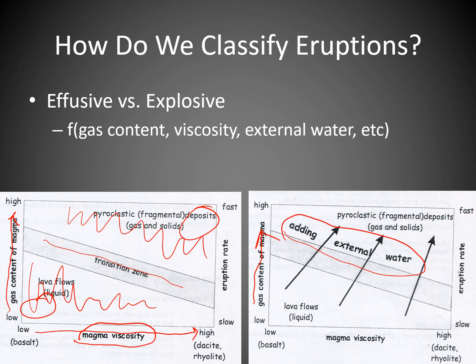So just a couple of ways of thinking about the relationship between gas content, viscosity, and whether or not you have any external water. So low viscosity, low gas, lava flows. High viscosity, high gas, explosions. Pretty simple.